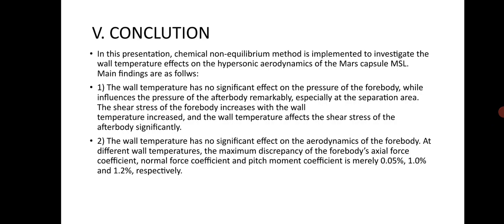Second, the wall temperature has no significant effect on the aerodynamics of the forebody. At different wall temperatures, the maximum discrepancy of the forebody axial force coefficient, normal force coefficient and pitch moment coefficient is merely 0.05%, 1% and 1.2% respectively. The wall temperature impacts the aerodynamics of the afterbody significantly. At different wall temperatures, the maximum discrepancy of the afterbody axial force coefficient, normal force coefficient and pitch moment coefficient is 55.7%, 26.4% and 61.5% respectively.